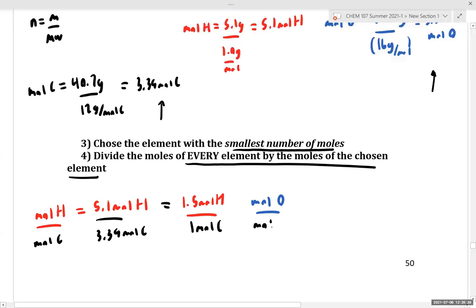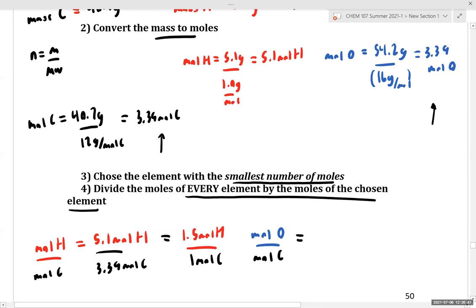So if we punch this into our calculator, what is the mole to mole ratio of oxygen to carbon for this example in particular? What is our mole to mole ratio of oxygen to carbon? 1.5 to 1. For oxygen to carbon?